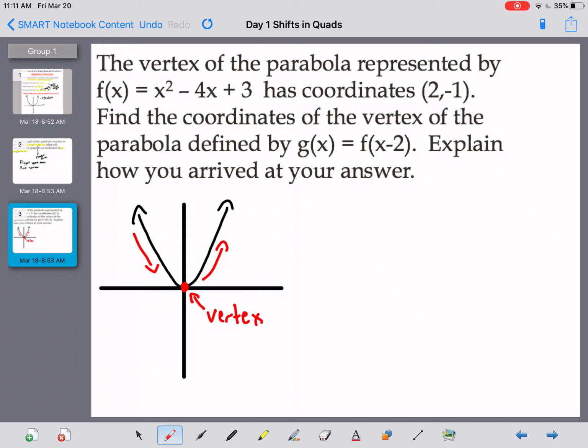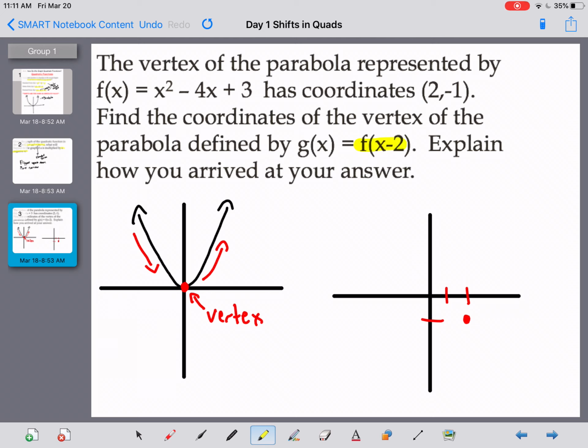So for this function, f of x equals x squared minus 4x plus 3, the vertex is 2, negative 1. So I'm going to draw another graph just to show what that looks like. So my vertex is at 2, negative 1. So that would be somewhere down here. That's all that I know about the graphs. That's all I'm going to be concerned about.